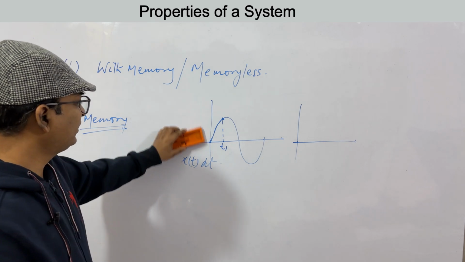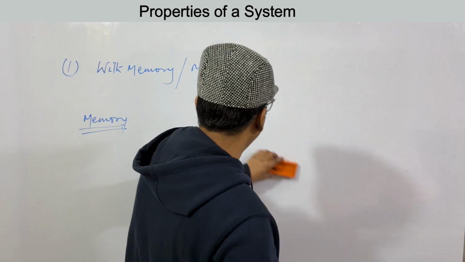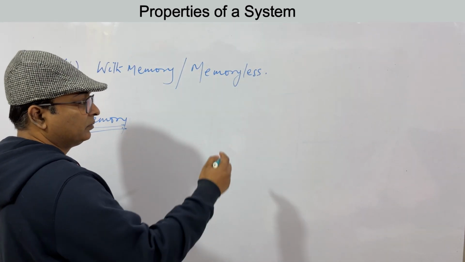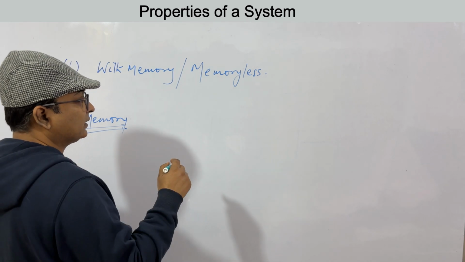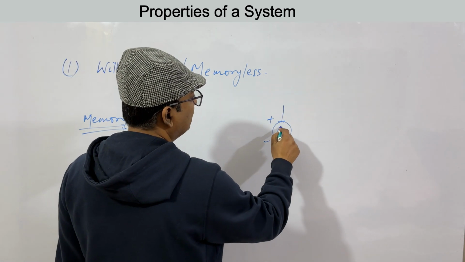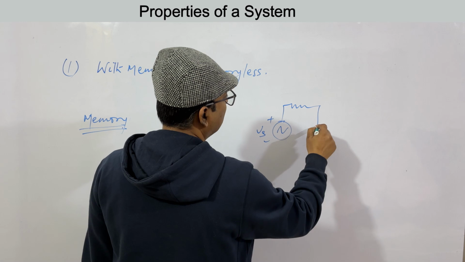Okay, for example, a very simple example: we just saw the capacitor circuit, the RC circuit. This one, Vs, R, C.